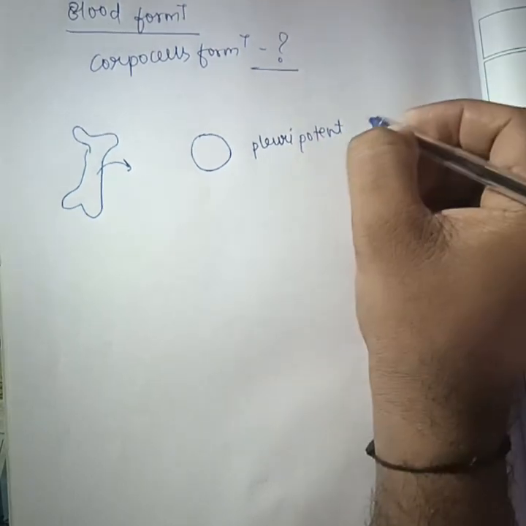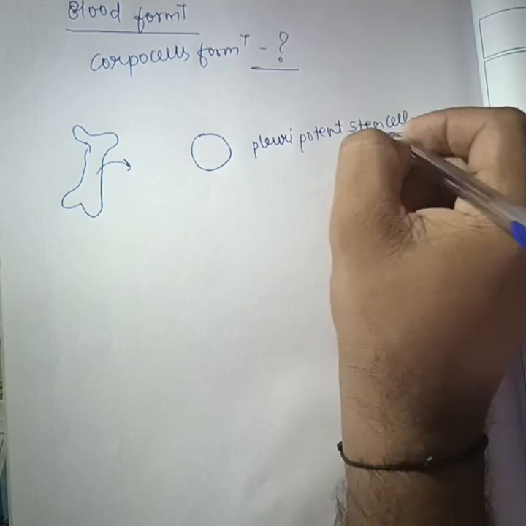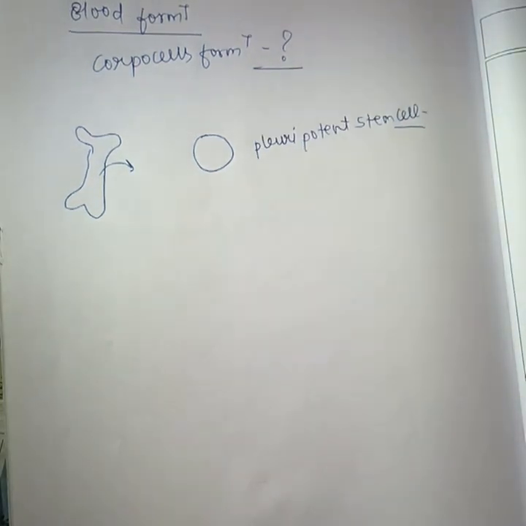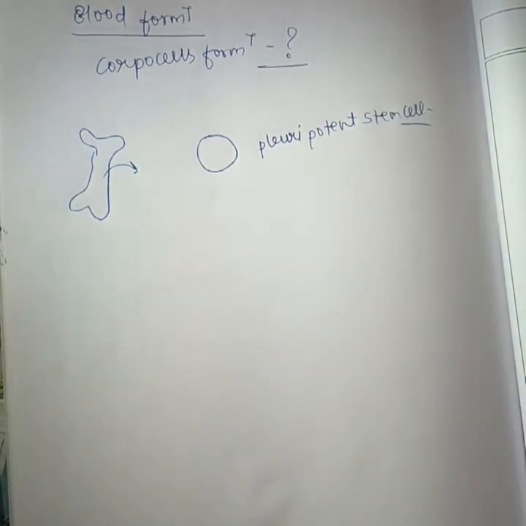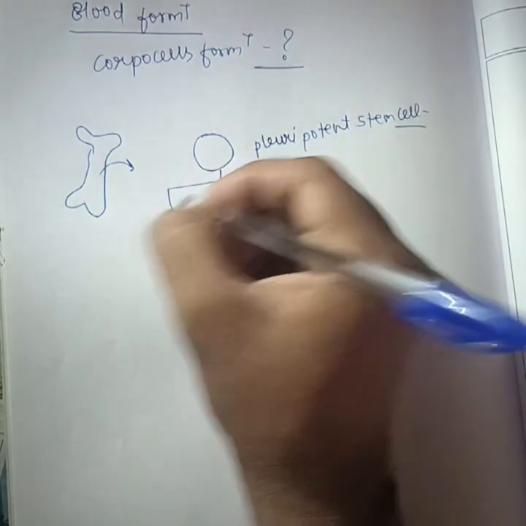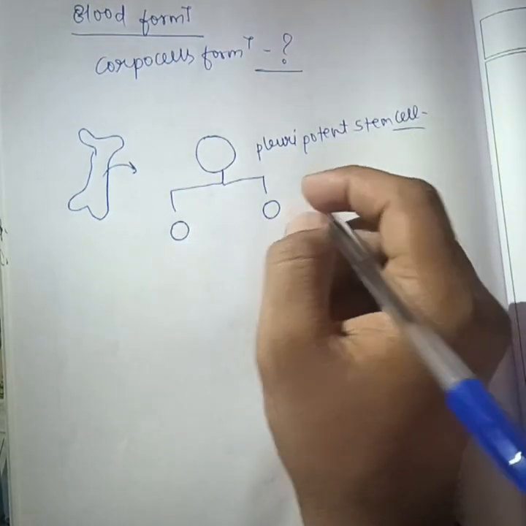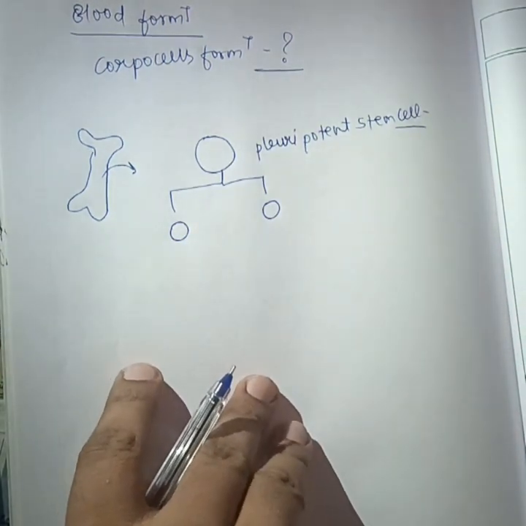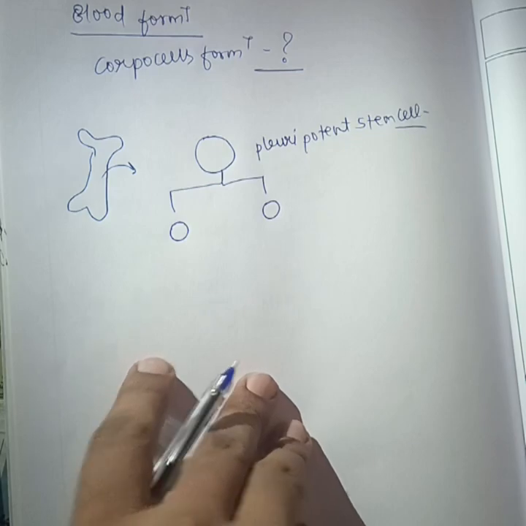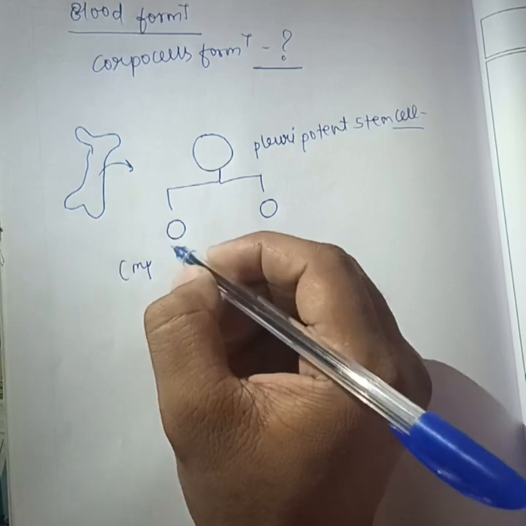Pluripotent stem cell. The pluripotent stem cell in the red bone marrow has the capacity to produce two types of cells, and both of these types of cells have the capacity to reproduce further.